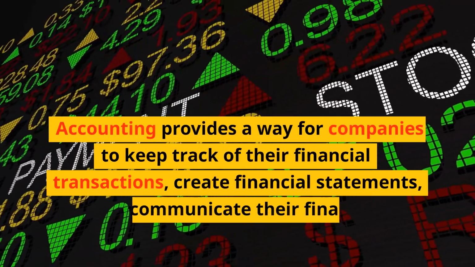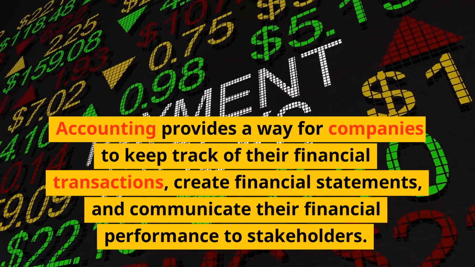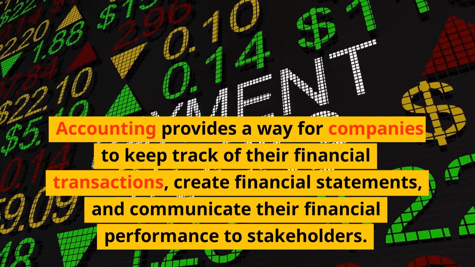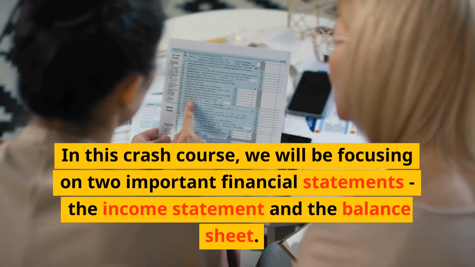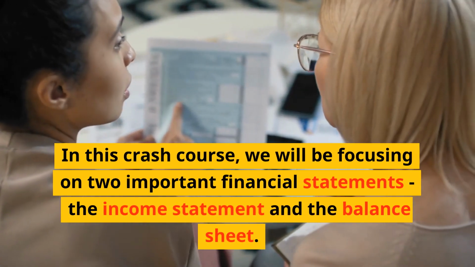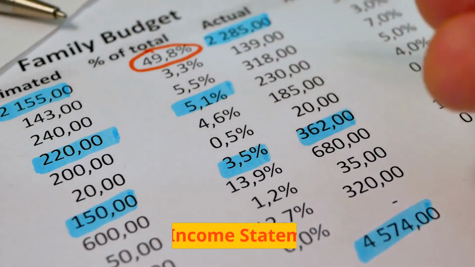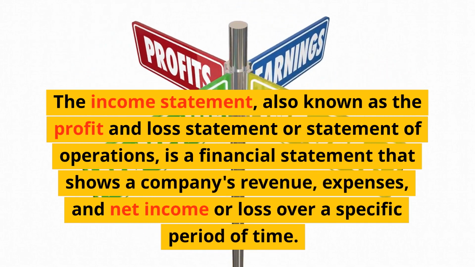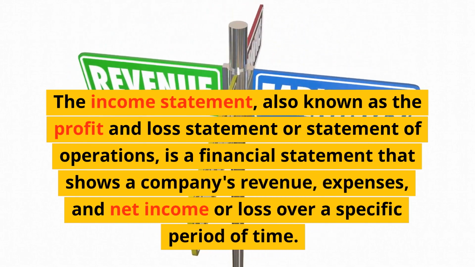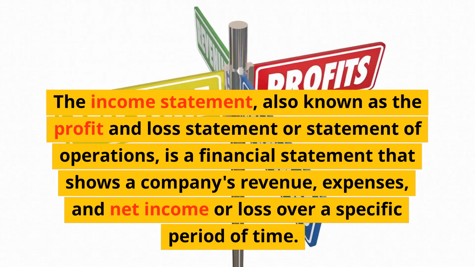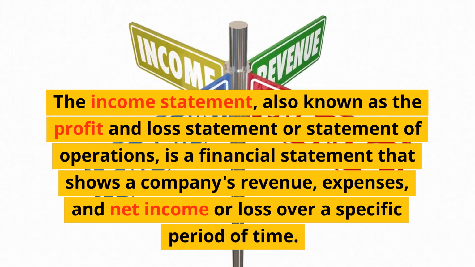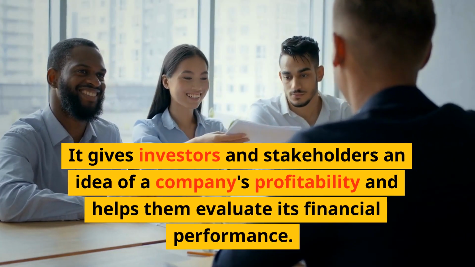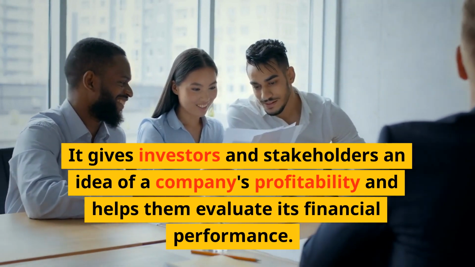Accounting provides a way for companies to keep track of their financial transactions, create financial statements, and communicate their financial performance to stakeholders. In this crash course, we will be focusing on two important financial statements: the income statement and the balance sheet. The income statement. The income statement, also known as the profit and loss statement or statement of operations, is a financial statement that shows a company's revenue, expenses, and net income or loss over a specific period of time. It gives investors and stakeholders an idea of a company's profitability and helps them evaluate its financial performance.